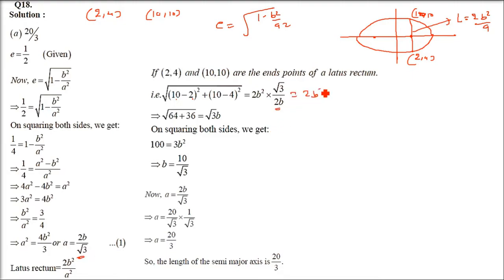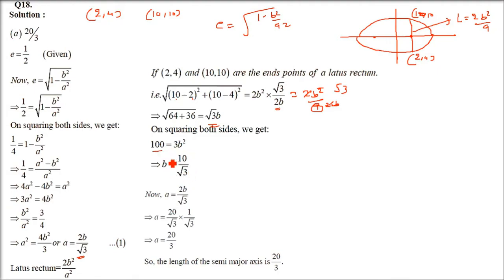This 2b square by a, in place of a, put 2b by root 3. In place of a, I am replacing it with 2b by root 3, right? So what do you get? You get root 3 into b. So now put it here. You can square both the sides. So you have 100 equals 3b square. From here you get b equals under root 100 by 3, that is 10 by root 3.